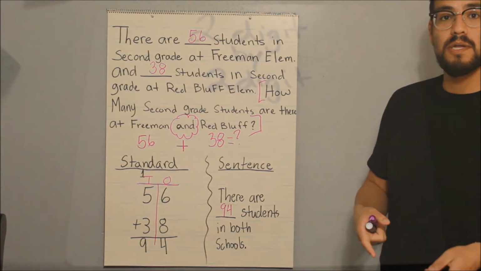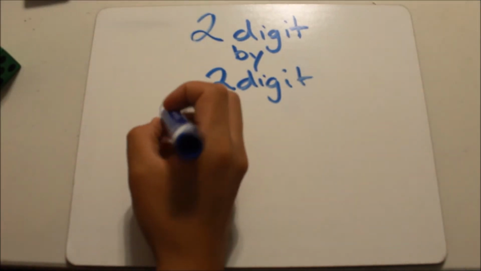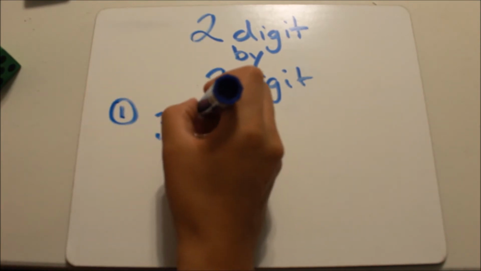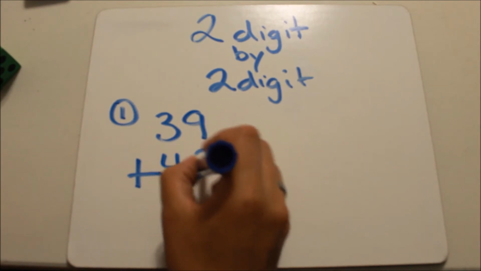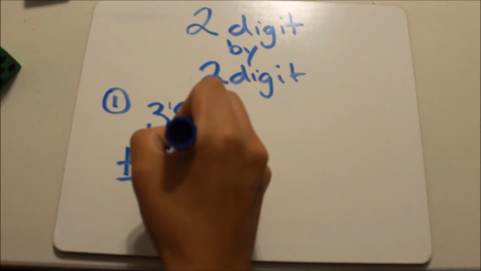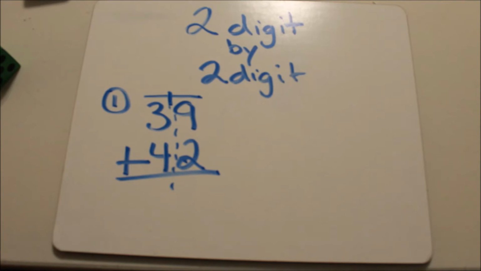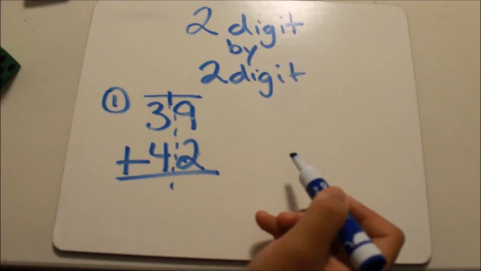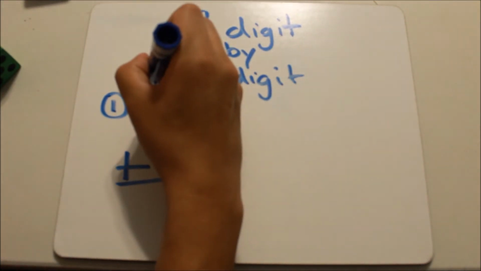Now let's move on to another 2-digit by 2-digit problem. I'm going to put a problem up here and I want you to solve it with me. So here's my first problem. Let's do 39 plus 42. Again, making sure that your numbers are lined up correctly in their place value. So I have 9, 10, 11. I have my 1. I carry my 1 on top.